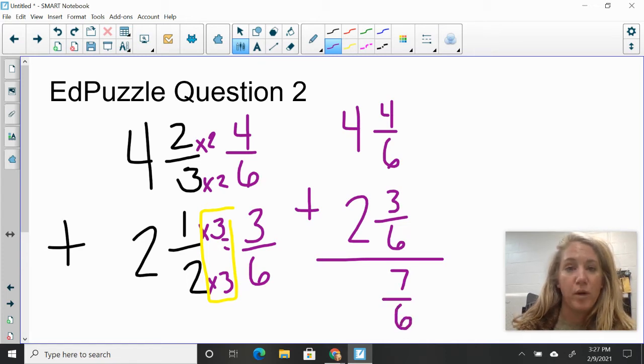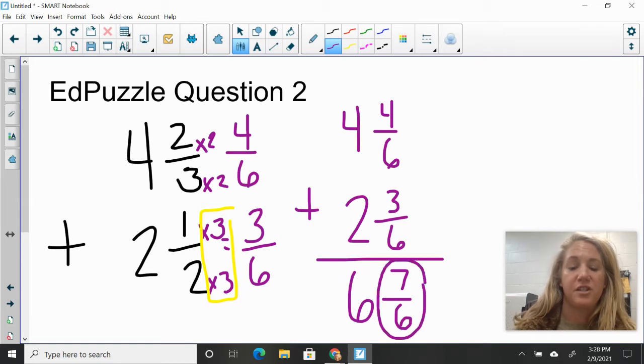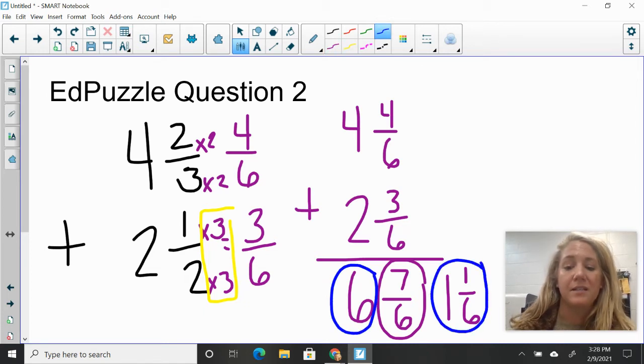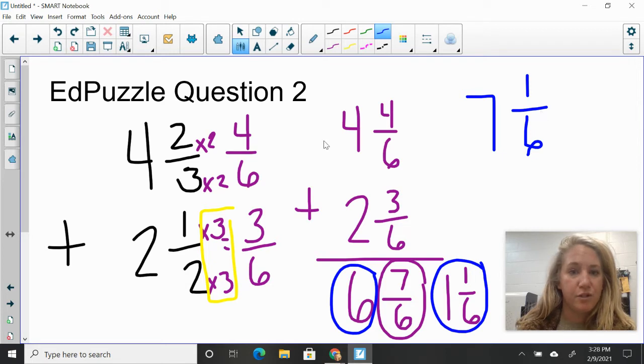7/6. And at this point, I can convert that improper fraction into a mixed number. I can write 6 and 7/6, which is what I have. And then I can go ahead and convert this improper fraction into a mixed number. And 7/6 is 1 whole and 1/6. So now I need to add that to the 6 whole. So now I'm adding 6 and 1 and 1/6. And so my answer for that second problem is 7 and 1/6.